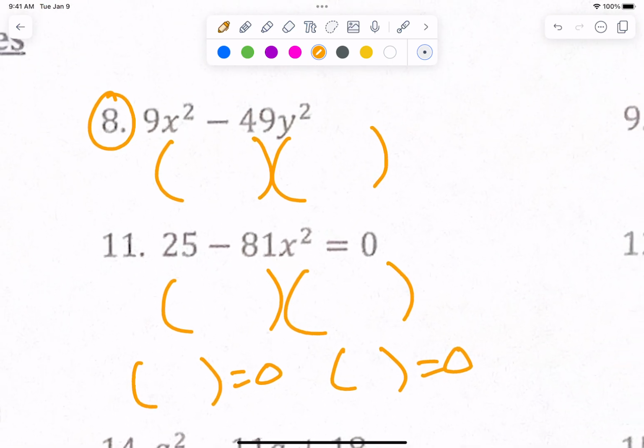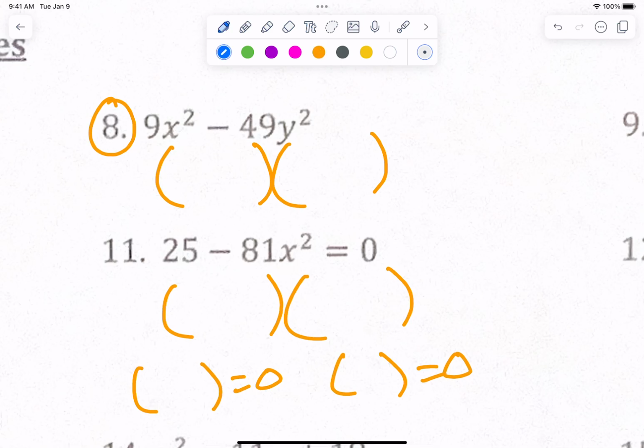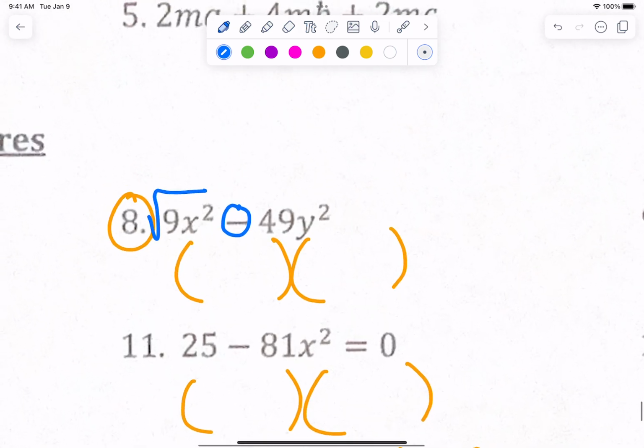Okay. 3x plus 7. So this one right here, number 8, is a difference of squares. Let's talk through how we know that. Is it a difference? Yes, because it is minus. Is it 2 squares? Can I take the square root of 9x squared? Can I take the square root of 49y squared? Then it is a difference of squares.